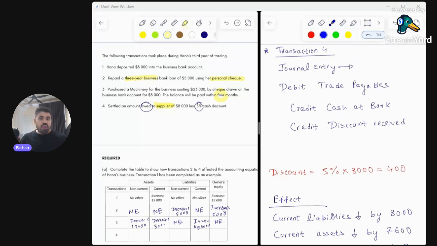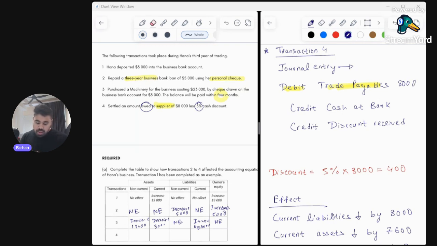Trade payables or the credit suppliers are originally our current liabilities. Now that we are paying them off, they're no longer going to be our liabilities. Therefore, liabilities are decreasing in value. When liabilities increase, we credit them. But now that they're decreasing, we will debit them. So that is why we debit the account for trade payables by 8,000.